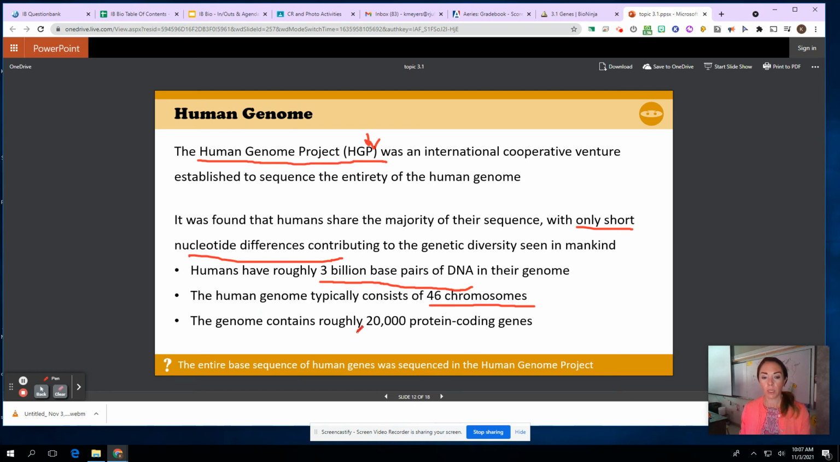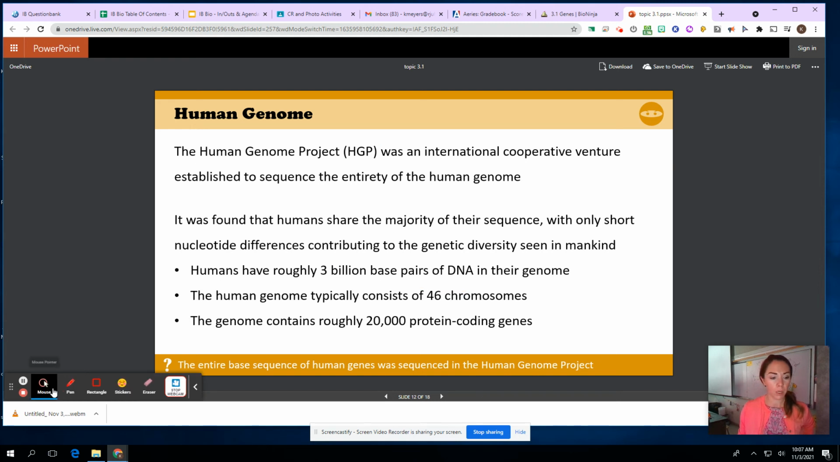And the genome contains roughly 20,000 protein coding genes. So 3 billion bases, 46 chromosomes, 20,000 protein coding genes. If I've got 3 billion and only 20,000 of those code for proteins, a lot of them in between don't code. They're the non-coding genes that we talked about. All right, there we go.